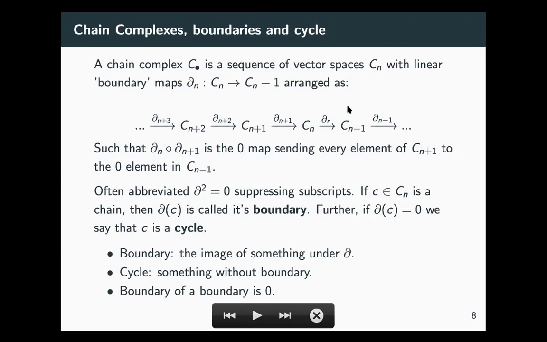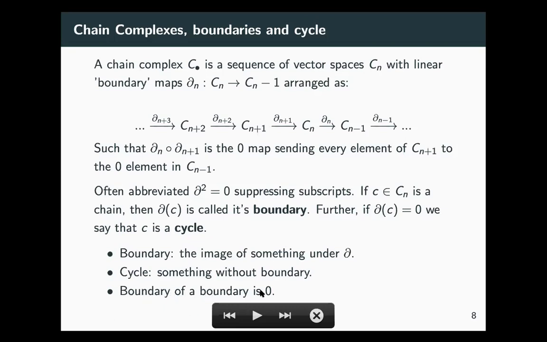And furthermore, if I take something in here and it ends up in 0 here, we're going to call that a cycle. That just means that anything that doesn't have a boundary is a cycle. So here's the terminology. These are the things I want you to remember from this page. The image of something under delta is called a boundary. Something that gets sent to 0, or something that doesn't have a boundary, is called a cycle. And the boundary of a boundary is 0, or the boundary of a boundary is a cycle. A boundary as a cycle is technically the right way of saying that.